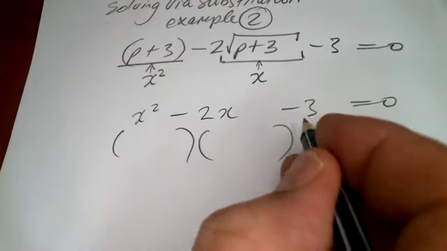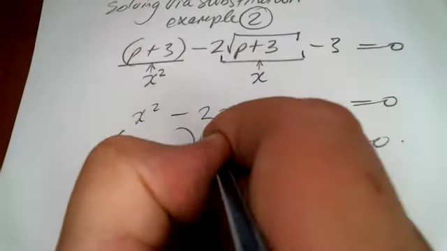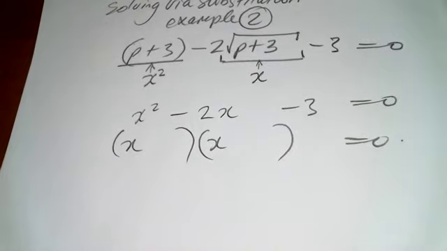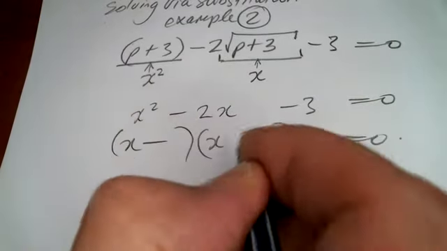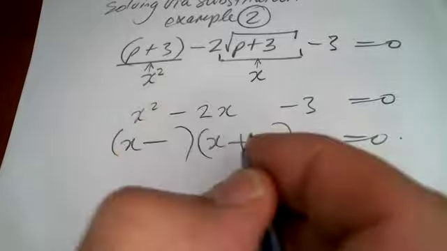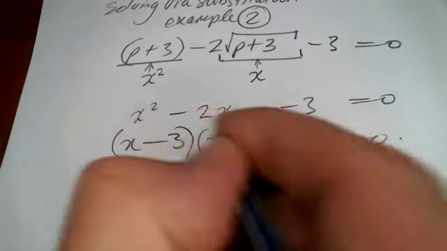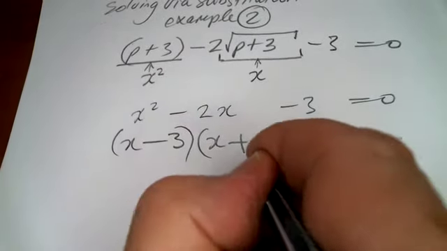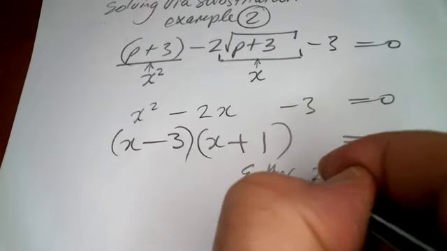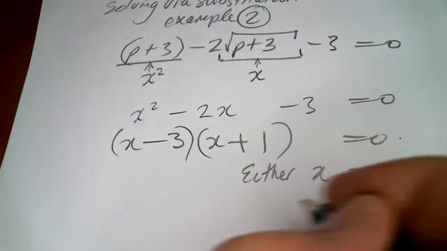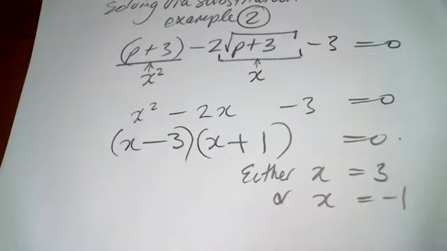So we've got factors of 3, which are 1 and 3. It's prime, nothing else. Signs are different. The biggest number is going to be negative, and of course we've got 1 and 3, so 3 is the biggest. So there are the factors. So we could say either x is going to equal 3 or x is going to equal negative 1.